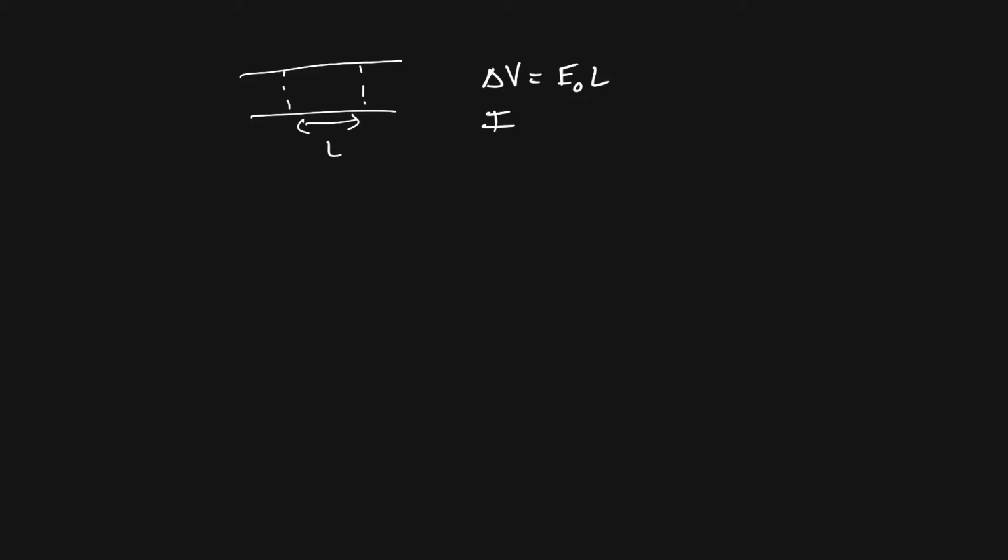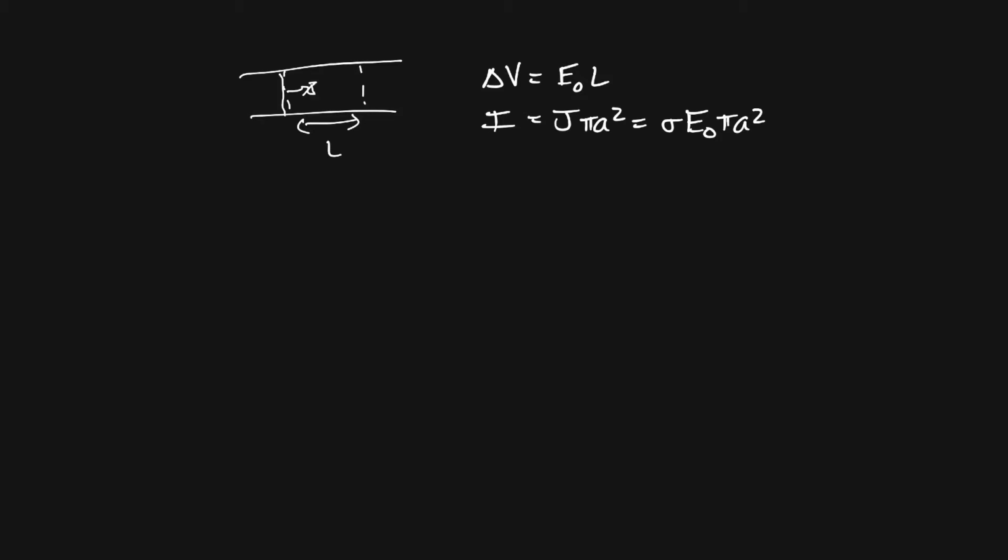The total current, on the other hand, is equal to the current density times pi a squared, and in this case, that's sigma E0 pi a squared. That's the total amount of current that is carried across the boundary if we were to integrate across that area.